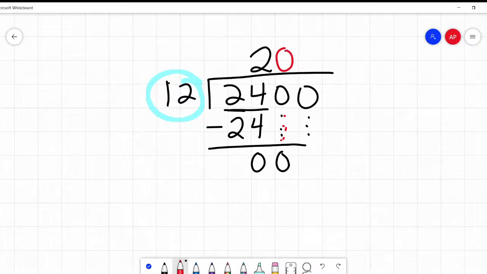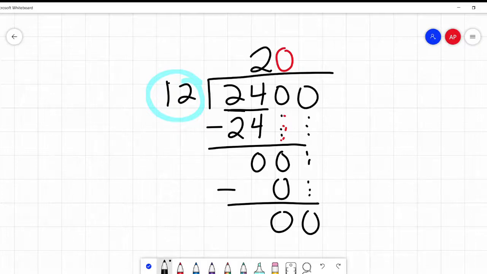It goes 0 times. And we can even multiply it back. 0 times 12 is 0. Subtract that 0. Does 12 go into 0? No. Bring down a 0. I've brought something down, so I have to write something at the top. Does 12 go into 0? No.